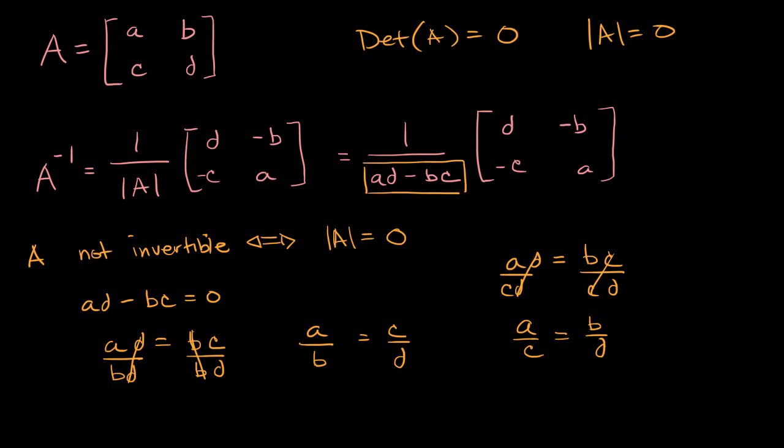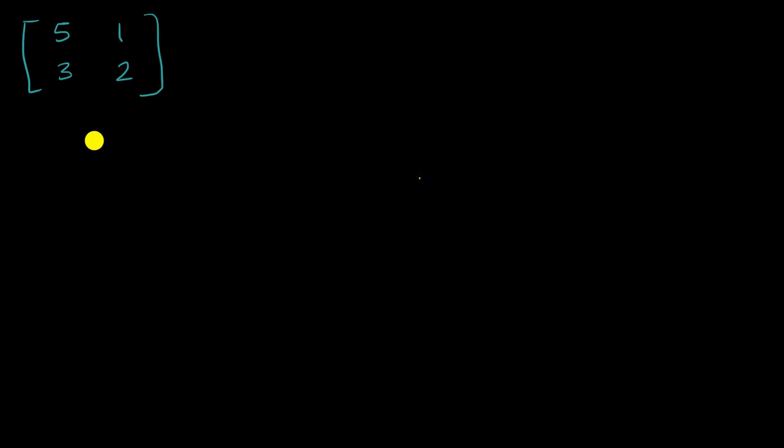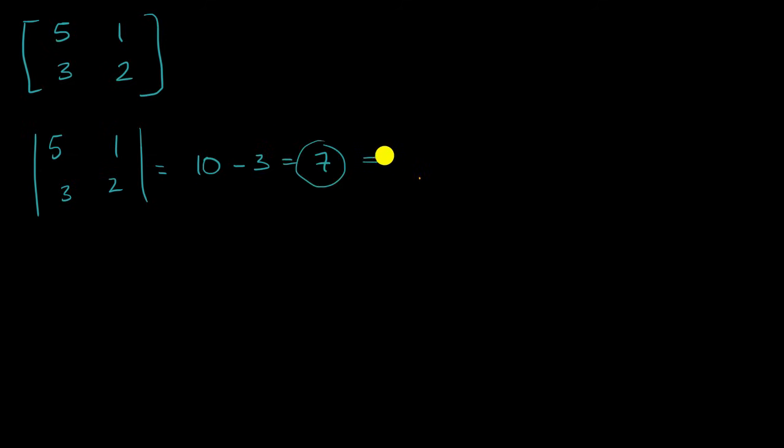I want you to tell me whether the following matrices are invertible or not. So let's say I have the matrix 5, 1, 3, 2. Is this an invertible matrix? Pause this video and try to figure it out. So the determinant of this matrix is going to be equal to 5 times 2, 10, minus 3 times 1, minus 3, which is equal to 7. And since this is not equal to 0, we know that this matrix is invertible. We can find an inverse.